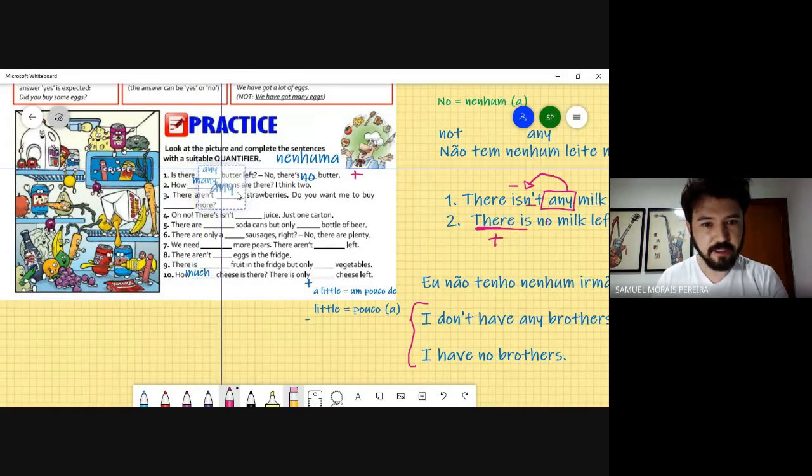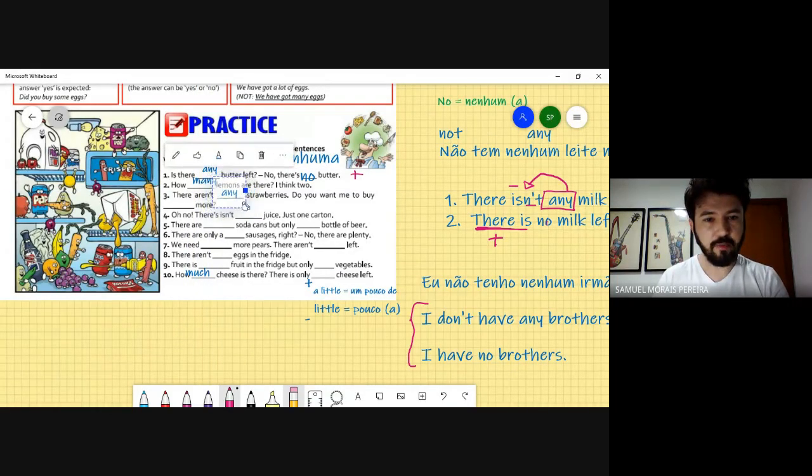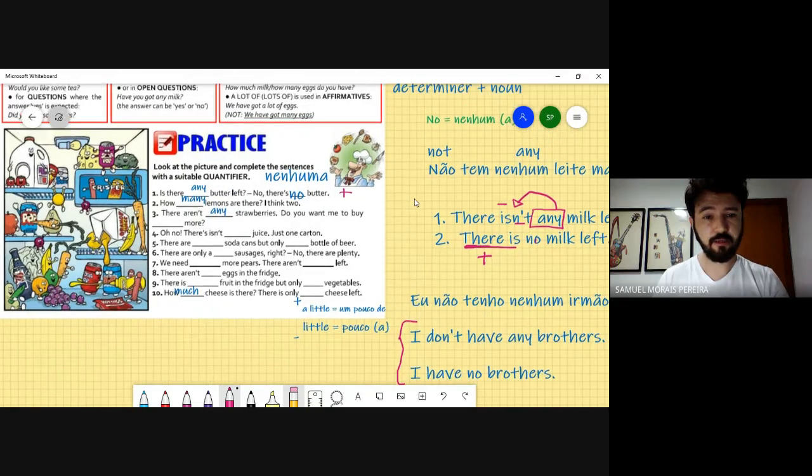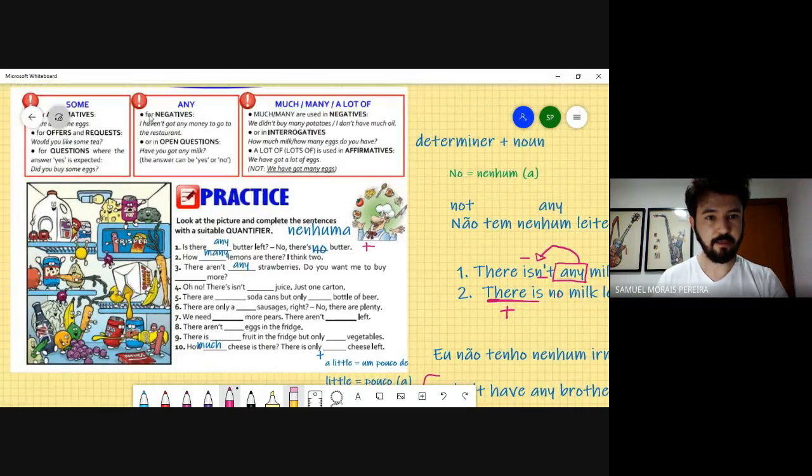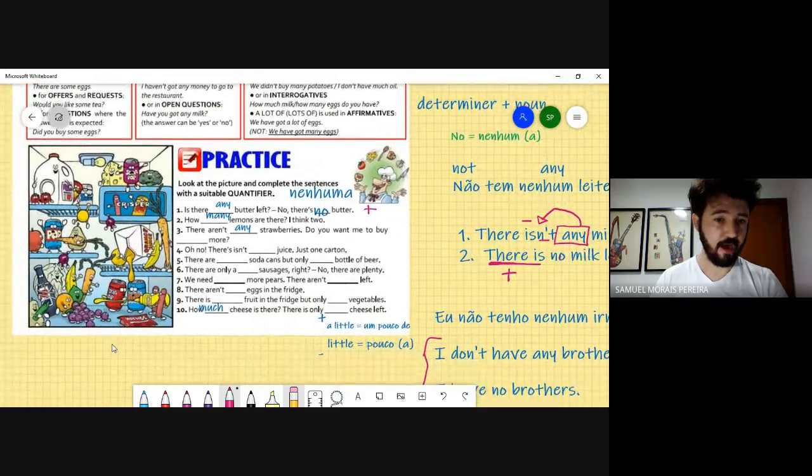Strawberries. Tá vendo aqui, pessoal? Any strawberries, the sentence is negative, and the meaning of any here is nenhum, okay? Take a look, olha. Any is used for negative sentences, and it means nenhum. So, the translation of there aren't any strawberries é não tem nenhum morango, né? Quer dizer, acabou o morango.